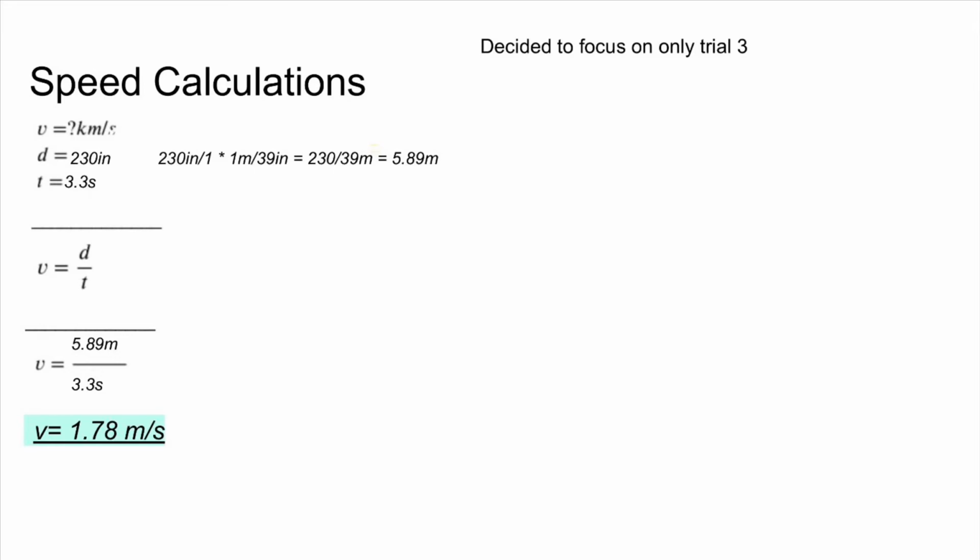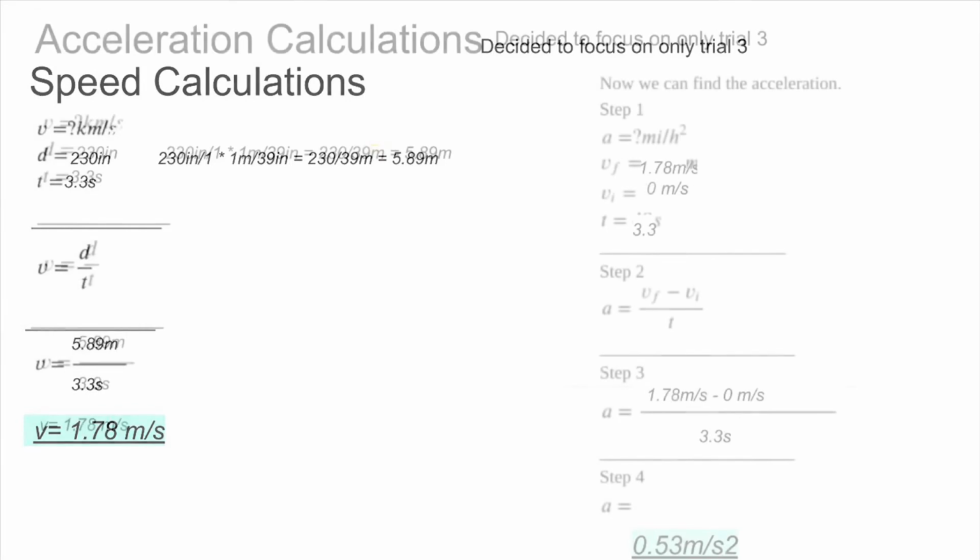I used the equation V equals D over T. So I found the total distance and the total time and divided the distance by the time to get V equals 1.78 meters per second.